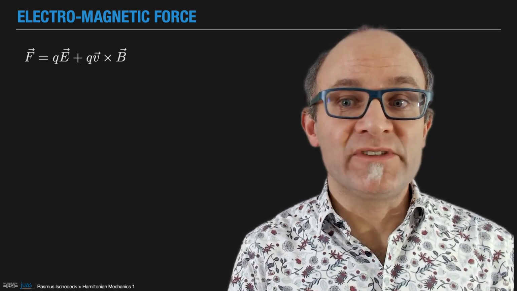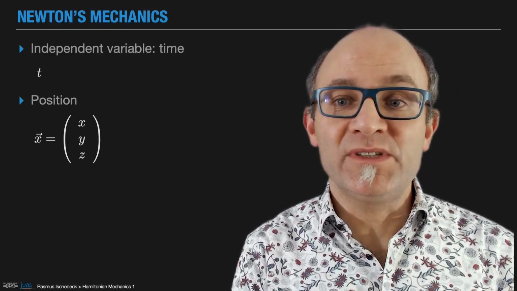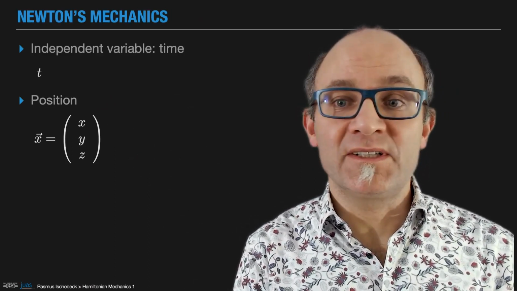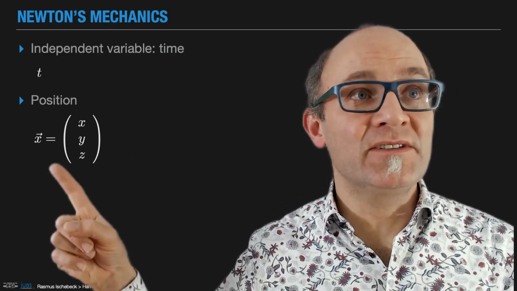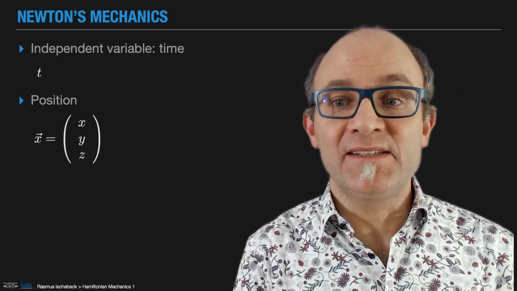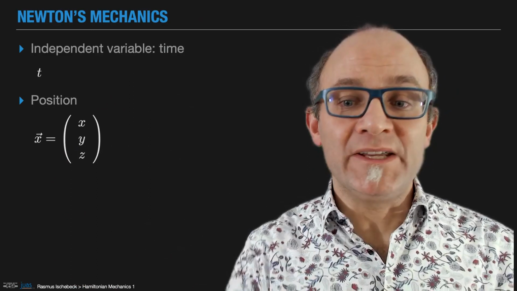Newton's equations of motion use time as an independent variable and now set up a second-order differential equation for the location of the particle. The location of the particle is given in 3 dimensions with the vector x, y, and z. This, of course, you all know, but it's good to keep this in mind for later.